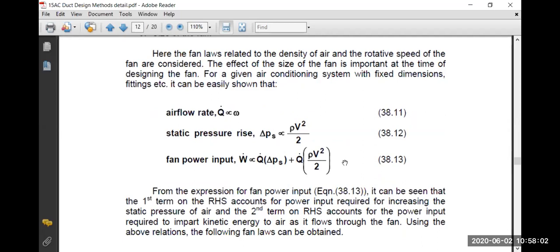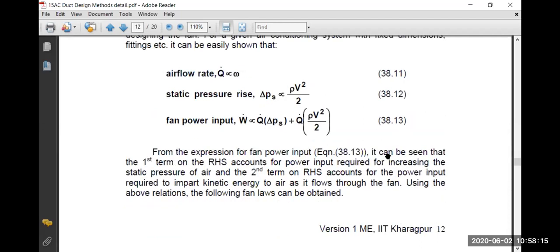The effect of the size of the fan is important at the time of designing the fan. For a given air conditioning system with fixed dimensions, fittings, etc., it can easily be shown. So once you have purchased the fan of a particular size, now you have to match with this formula. Q is directly proportional to omega. If you want to increase volume flow rate in your air conditioned space, then you must increase the RPM by adjusting the adjustable pulleys.